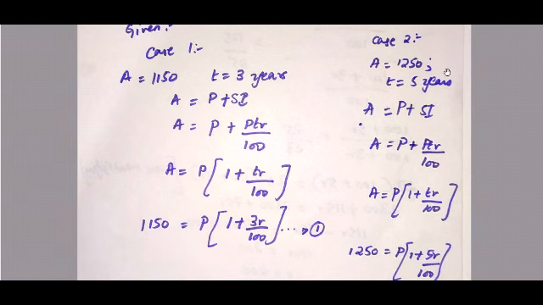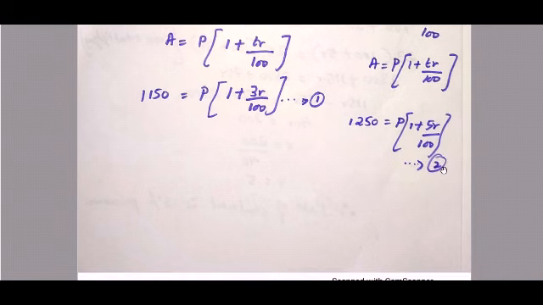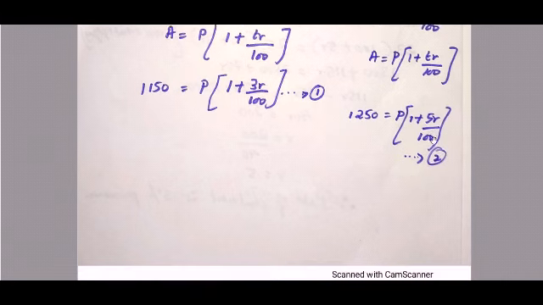If it moves on to 5 years, that is our case 2, the amount becomes 1250 and time is 5 years. So A is equal to P plus SI. A is equal to P plus PTR by 100. A is equal to P into 1 plus TR by 100. So 1250 is equal to P into 1 plus 5R by 100. This is our equation 2.